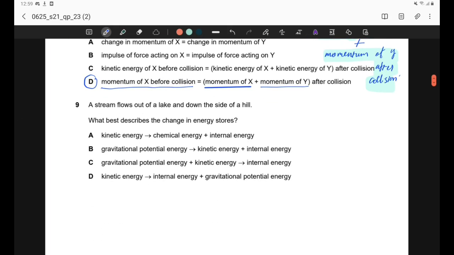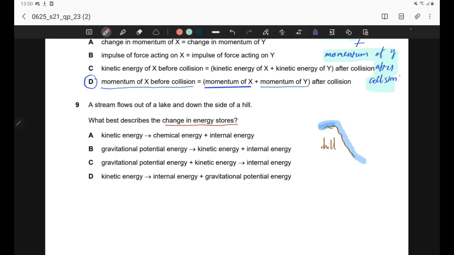Question number 9. A stream flows out of a lake and down the side of a hill. What best describes the change in energy stores? So we have a hill, and at the top of the hill there is a lake and the water is falling downwards. So we need to find the change in energy stores in this flow of the lake.